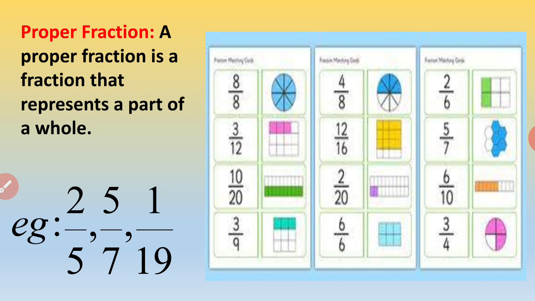So you can see now in the figure that out of the whole, some part is colored. Either it is entirely colored or only some part is colored. So 8 upon 8, 3 by 12, 2 by 20, etc. are the examples of proper fractions. Let us see more things.